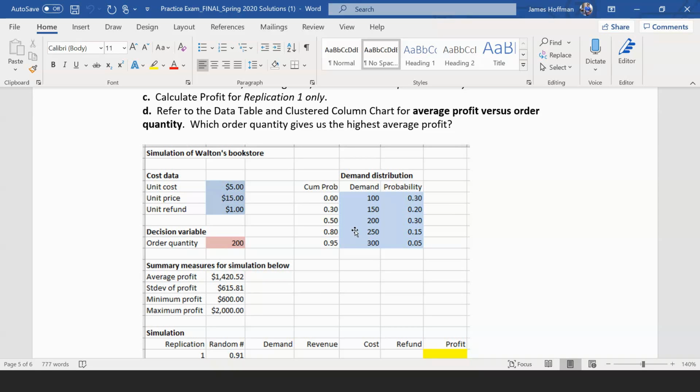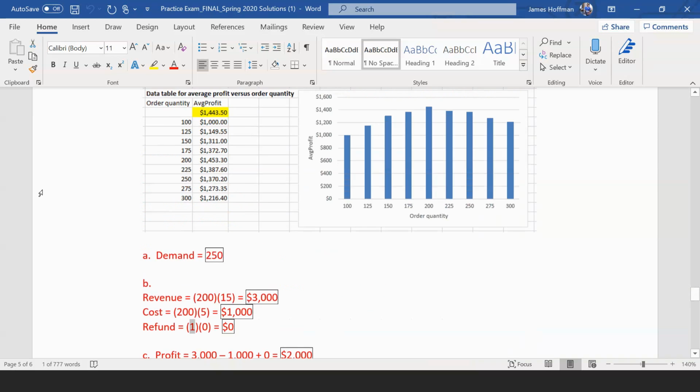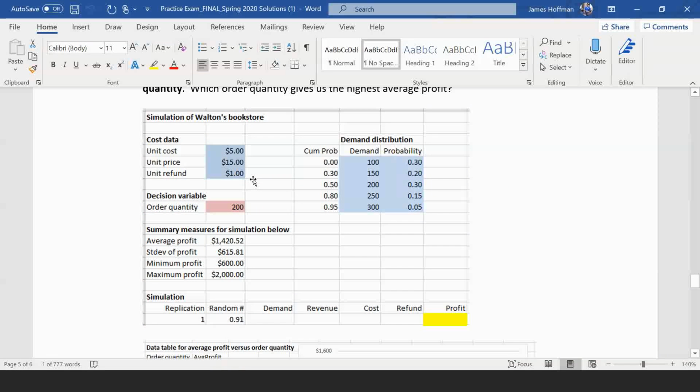Okay, you're welcome. All right, so we got the order quantity of 200 times 5, which is 1,000, and then the refund, okay, so this depends on if we have extra calendars or if we don't. So the refund amount is $1. Okay, so if we get refunds, they're $1 per calendar. And so if we ordered extra, so if we ordered too many, then we can get a refund.